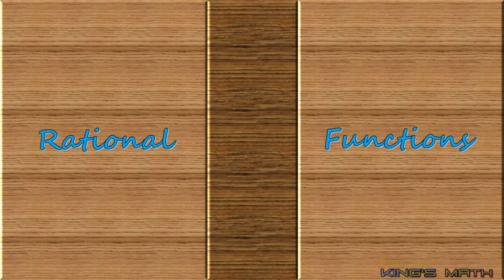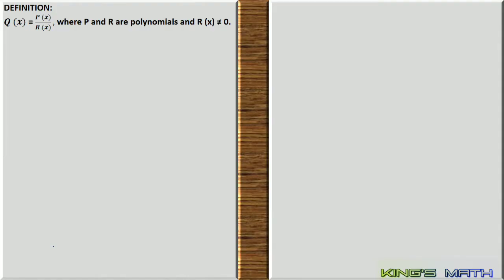In this video, we're going to talk about rational functions. And what are rational functions? Rational functions are functions that are the quotient of two polynomials. So we have here p of x over r of x, where p of x is a polynomial and r of x is also a polynomial.